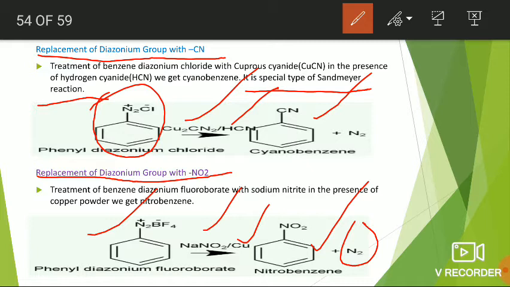Here diazonium fluoroborate is generally obtained on treatment of diazonium salts with hydrofluoroboric acid. Okay, fine.